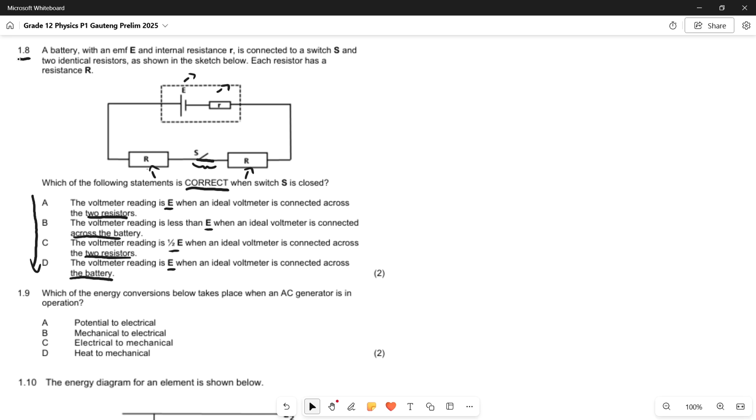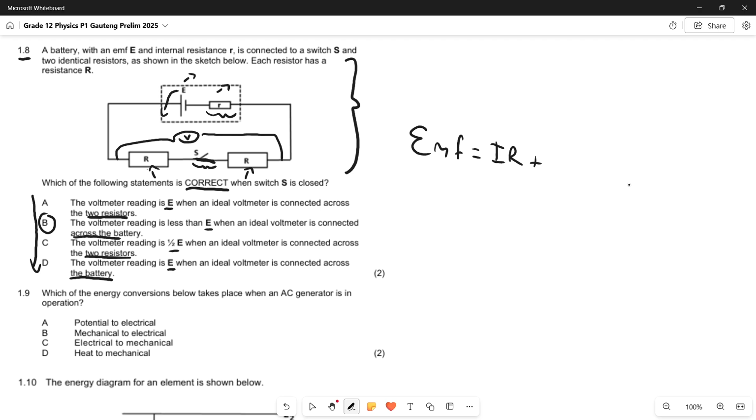Okay, so I know electric circuits are quite tricky for a lot of my students, and we're just going to break down each question so we can eliminate why it isn't A, C, and D, because our final answer is in fact B over here. So the reason it is not A is because the voltmeter reading is E when an ideal voltmeter is connected across the 2 resistors. So because we have internal resistance, if we were to connect a voltmeter over the 2 resistors here, we would always have less voltage to the external circuit because of the internal resistance, because of this formula over here. Our EMF equals IR plus I little r.